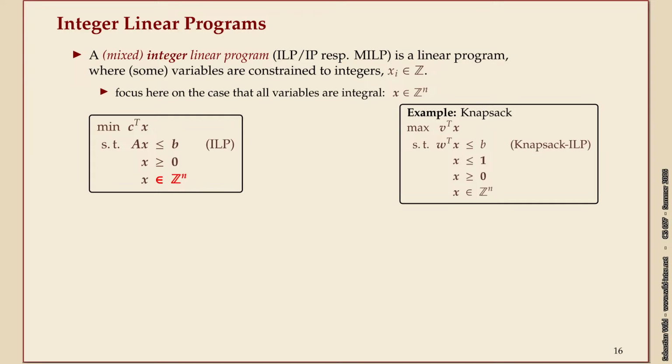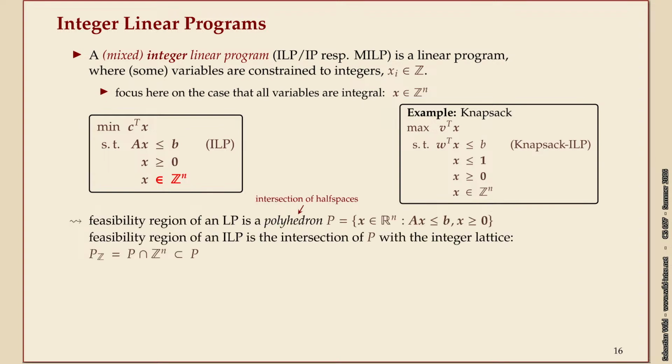If we go back to our knapsack problem, it's easy to turn the knapsack LP into such a normal form ILP. You just add the constraint of integrality, and now we're modeling exactly the problem we had. If all the variables are supposed to be between 0 and 1 and integral, then they must be either 0 or 1. And then this encodes exactly the original combinatorial problem.